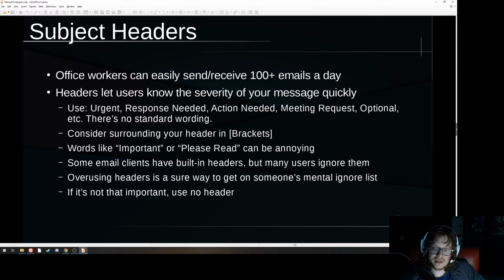If you overuse headers, you will get on people's mental ignore list. They'll just look at who it's from and they'll see the header and they'll just disregard it. So if it's not that important, don't use a header. That's the best way to not irritate people and not get ignored. Most emails, most messages will not have a header.